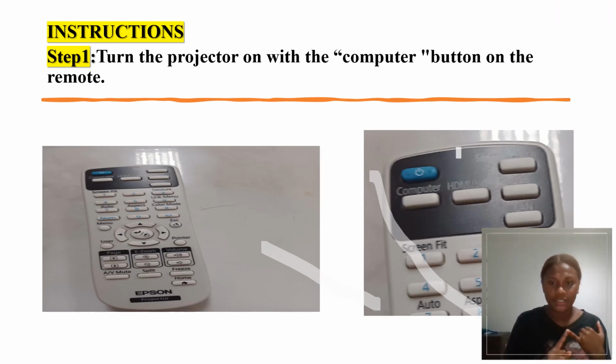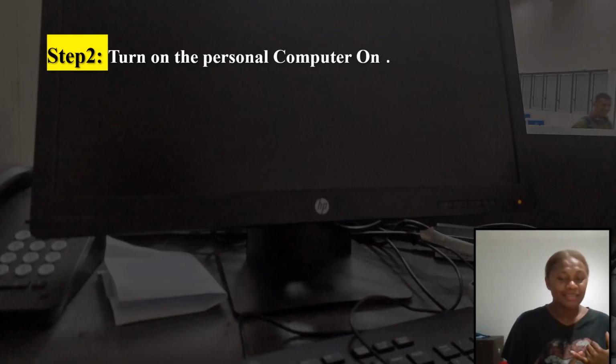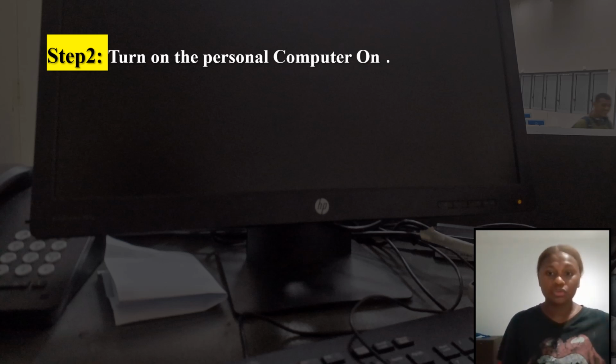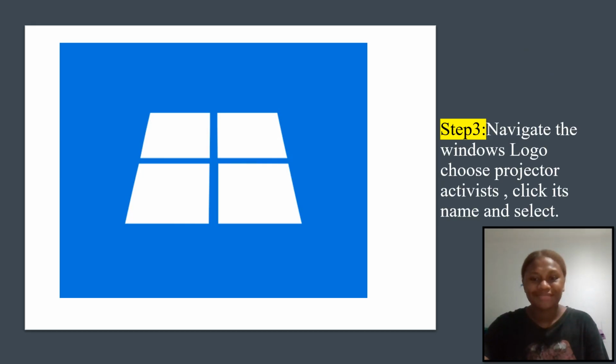Welcome to our instructions corner. Step 1 is to turn on the projector using the computer button on the remote, as you can see above on this slide. The second step is to turn on the PC, the personal computer, using its button, like everyone already knows what to do when turning on a PC. The third step is to navigate to the Windows logo, choose the projector activities, click its name, and then select.